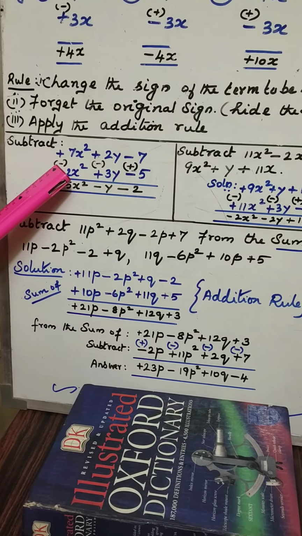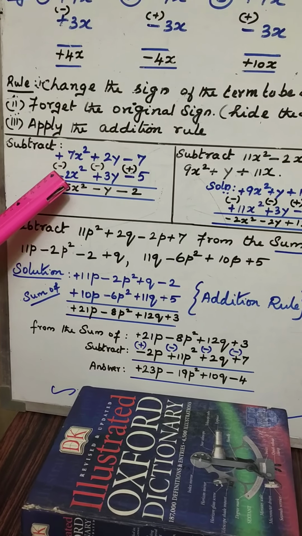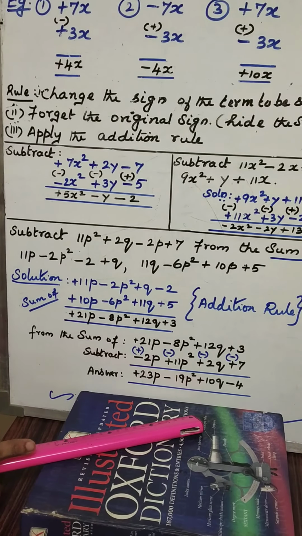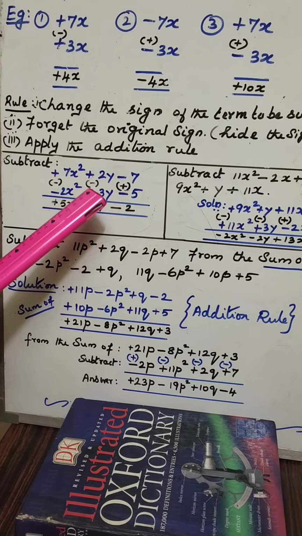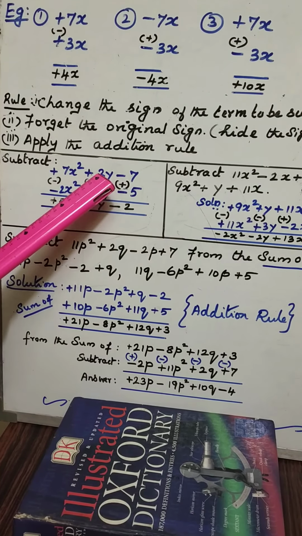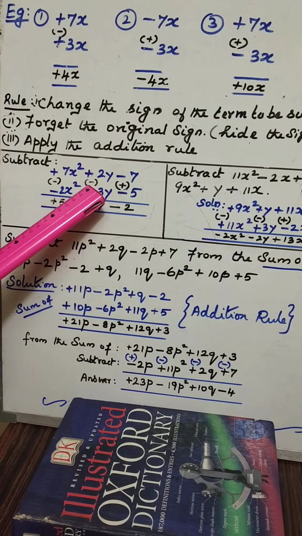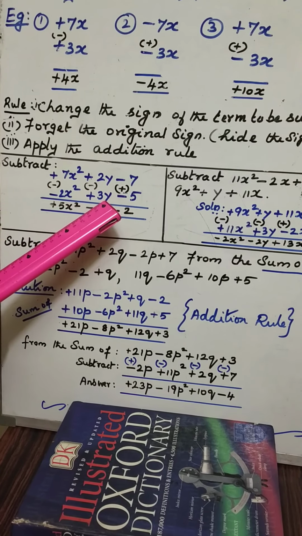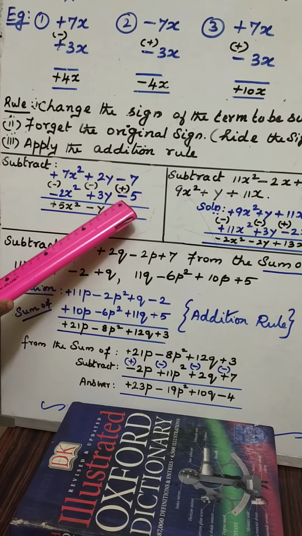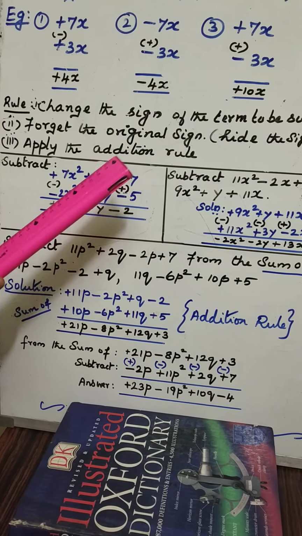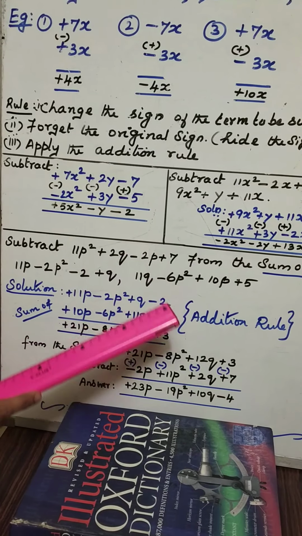I have changed it here, it should be plus. Now here plus 2y, this plus is there, it will become minus. Here the minus 5 I have changed into plus 5.